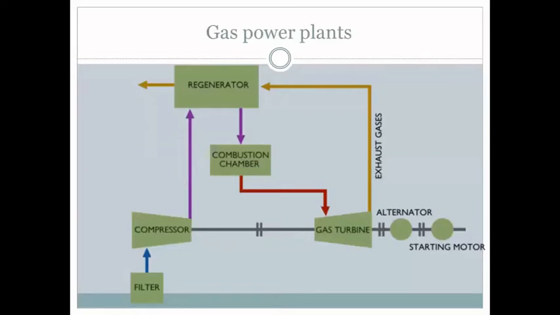Now we are going to talk about gas power plants. In gas turbine power plants, air is compressed in a compressor. The compressed air then passes through a combustion chamber where the temperature of the compressed air rises. In the combustion chamber, the air is mixed with fuel, and the fuel ignites, and the high temperature and high pressure air is passed through a gas turbine.